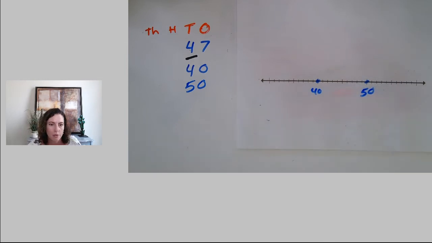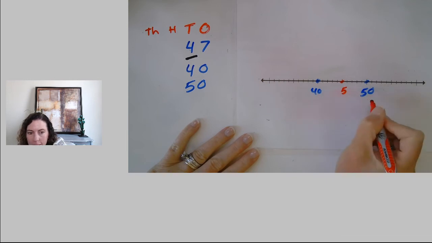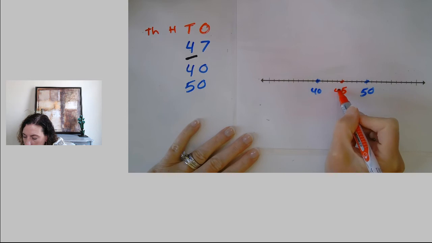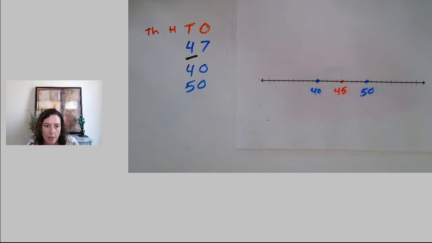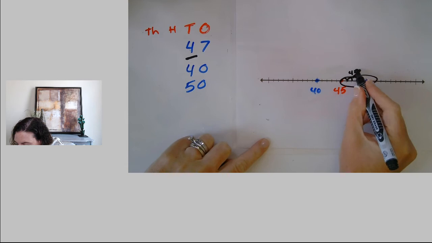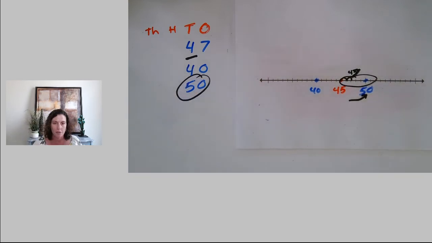What's our center point? Can you guess? Well, I know it's 5 because it's a 10. So it's 40, 1, 2, 3, 4, 5, or 45 would be my center point. Now I'm going to count up to 47, 45, 46, 47, and it's closer to 50. So this number rounds to 50 to the nearest 10.